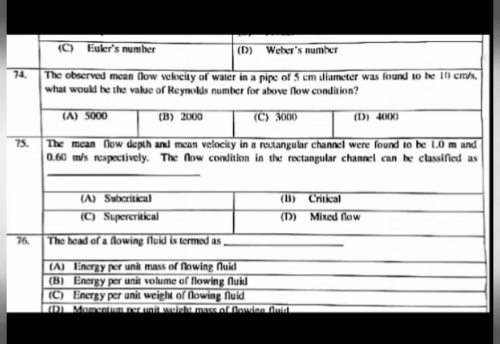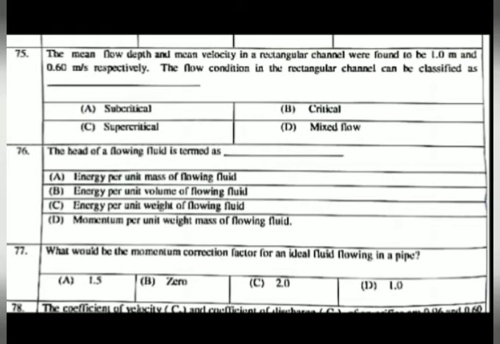Next question is, the mean flow depth and mean velocity in a rectangular channel were found to be 1 meter and 0.60 meter per second respectively. The flow condition in the rectangular channel can be classified as, and the right answer for this question is subcritical. Option is the right answer. The head of a flowing fluid is termed as, and the right answer for this question is energy per unit weight of flowing fluid.